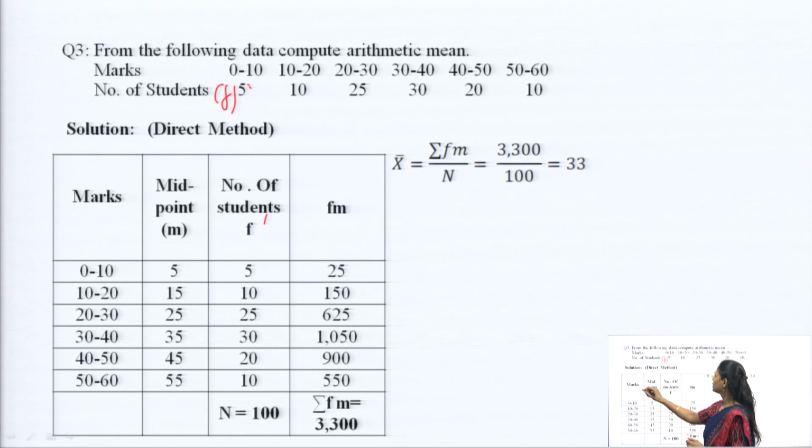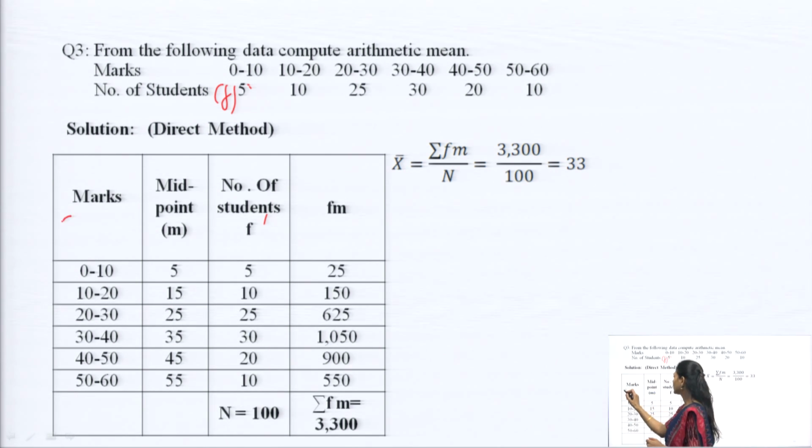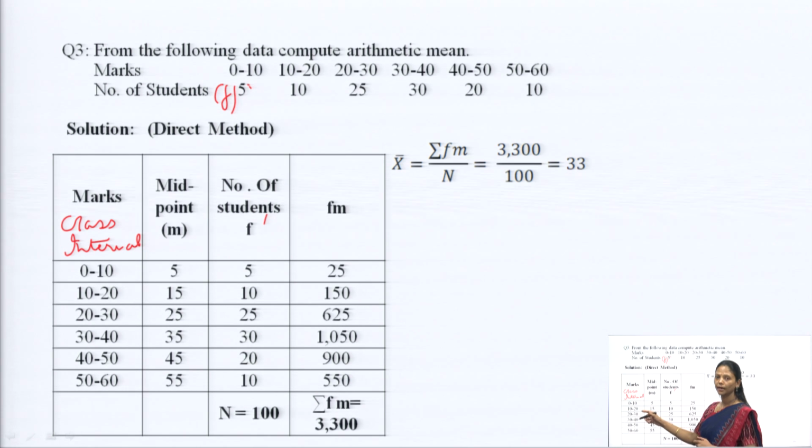Marks obtained are called the class interval, which are 0 to 10, 10 to 20, 20 to 30, 30 to 40, 40 to 50, 50 to 60. Now, the frequency as well: for 0 to 10, what is the frequency? 5 is given to us. For 10 to 20 the frequency is 10, for 20 to 30 the frequency is 25, and so on, and for 50 to 60 the frequency is 10.